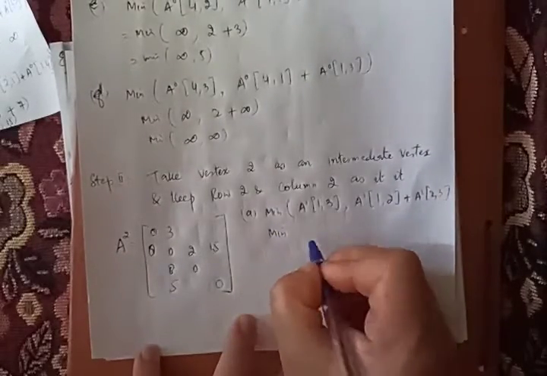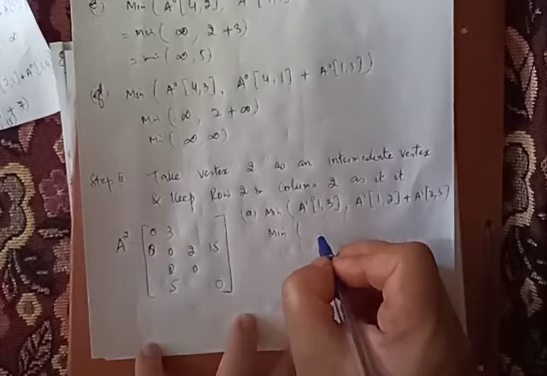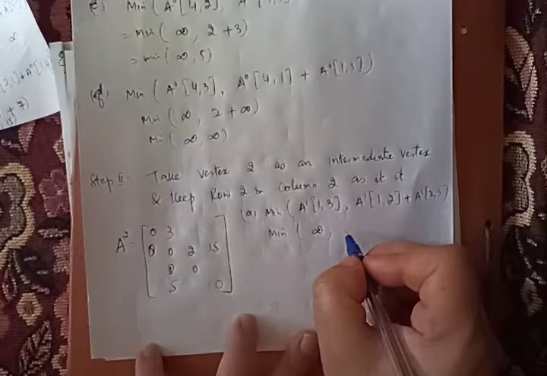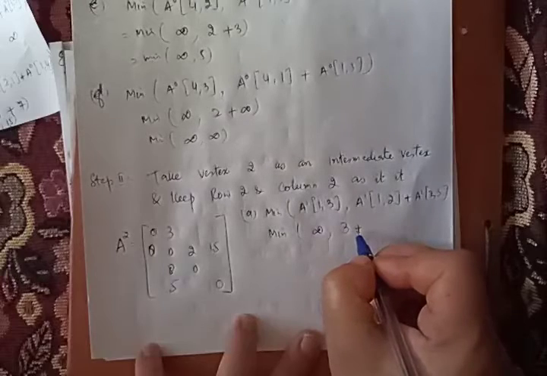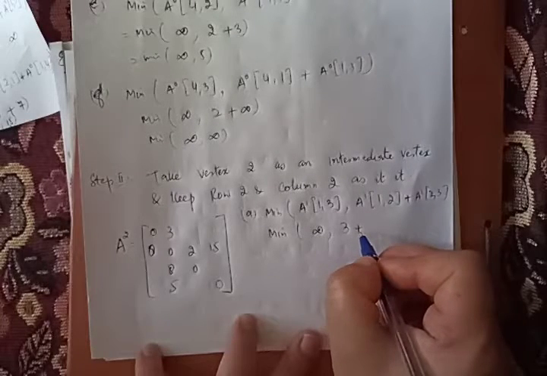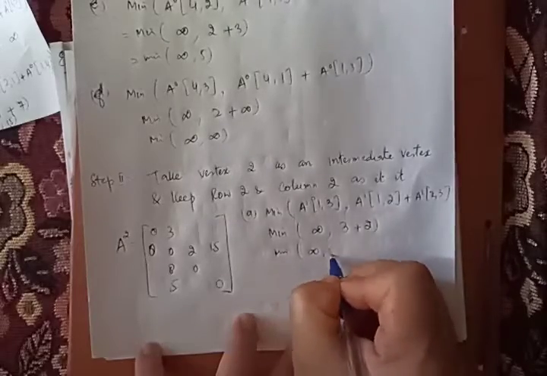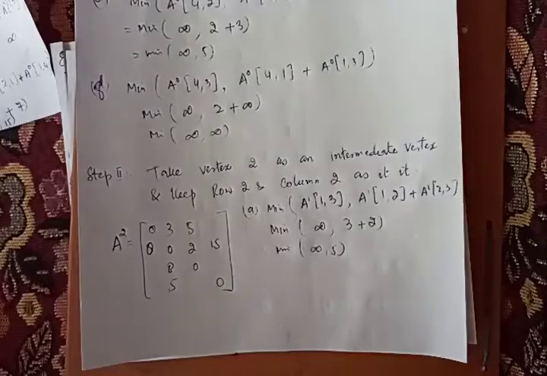So the minimum of 1 to 3 is infinity, 1 to 2 is 3 plus 2 to 3. 2 to 3 is 2. So minimum obviously is 5. So we will update 5 here. Similarly we have to update all the rest of the elements too.